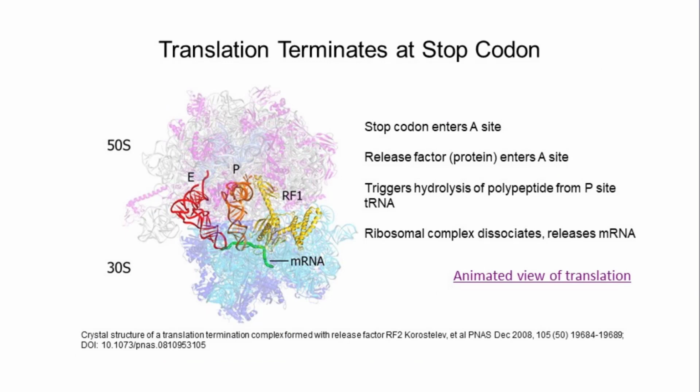When a stop codon enters the A site, another set of proteins becomes involved, the release factors. No tRNA enters the A site when a stop codon is positioned there. Instead, a protein release factor positions itself in the A site and catalyzes hydrolysis of the polypeptide from the tRNA positioned in the P site, releasing the newly synthesized protein from the ribosome.